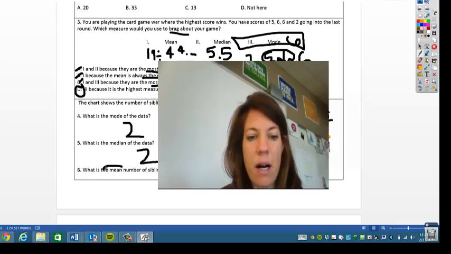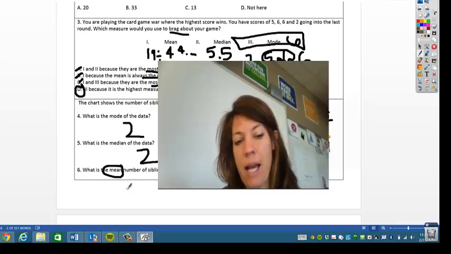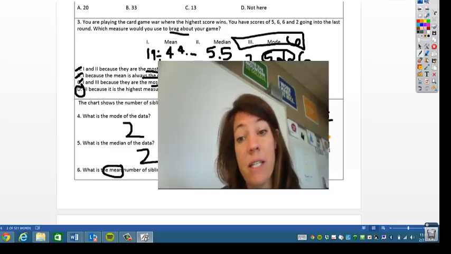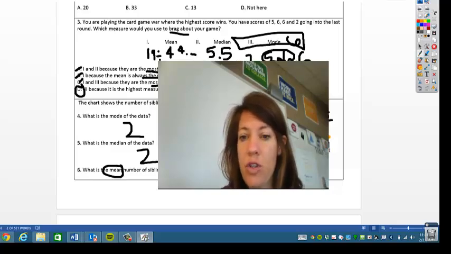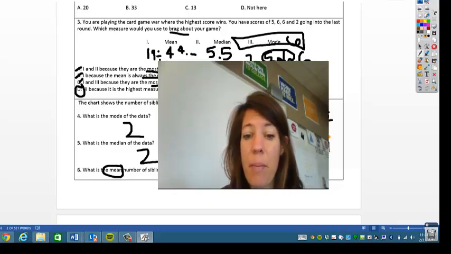The mean, Miss Ogden is mean when she makes us calculate the mean because I have to add them all up and divide. So 4 plus 3 is 7. 7 plus 3 is 10. 10 plus 2 is 12. 12 plus 2 is 14. 16, 17 plus 0 is 17.